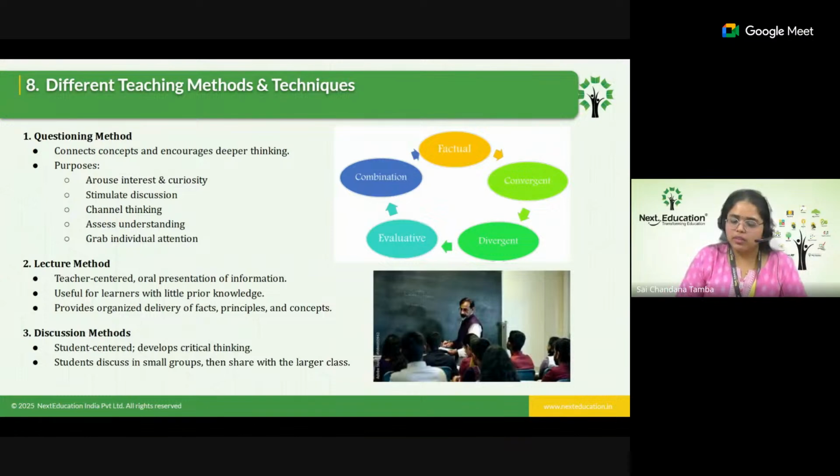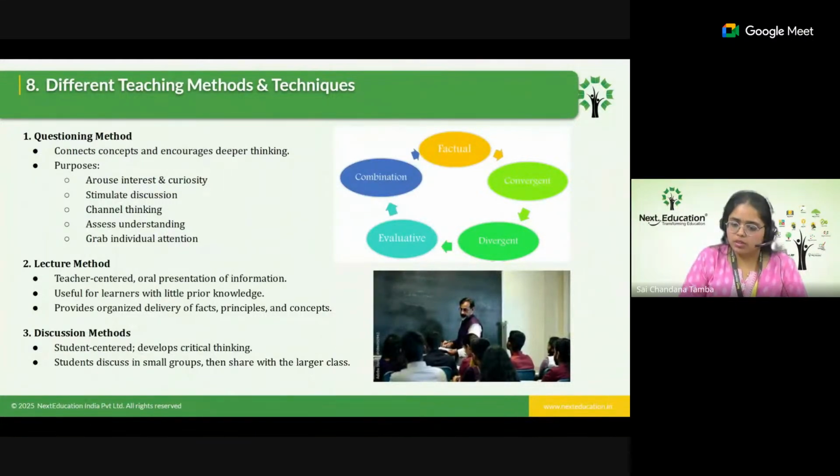So the questioning method is all about asking a certain triggering question to spark curiosity within the students before you start a particular concept, where you are trying to ask the students to deeply think about the concept which you're going to teach.